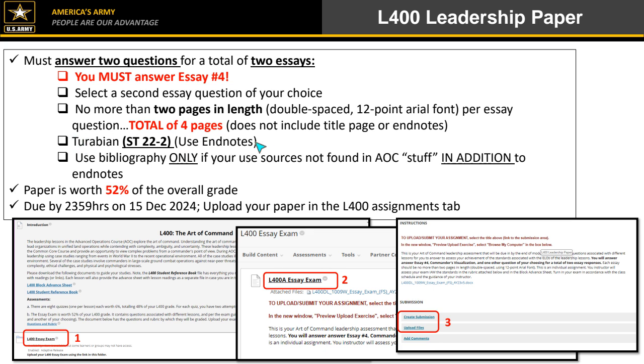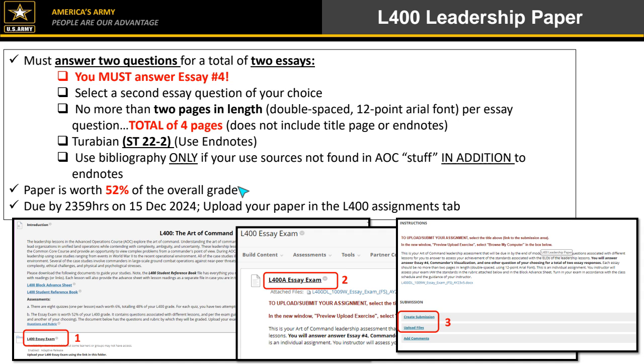I recommend that you use endnotes, and so your references are at the very end, and it's very clear that 4 pages are your text and do not include your references, which gives you more page space to write your responses. You only have to use a bibliography if you're using information or references outside of AOC. So if it's not found in Blackboard, you have to write a bibliography in addition to your endnotes.